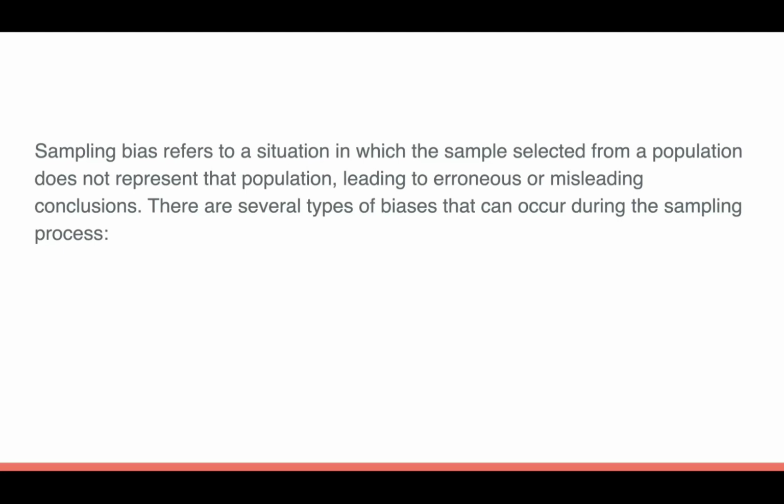Sampling bias refers to a situation in which the sample selected from a population does not represent that population, leading to erroneous or misleading conclusions. There are several types of biases that can occur during the sampling process.